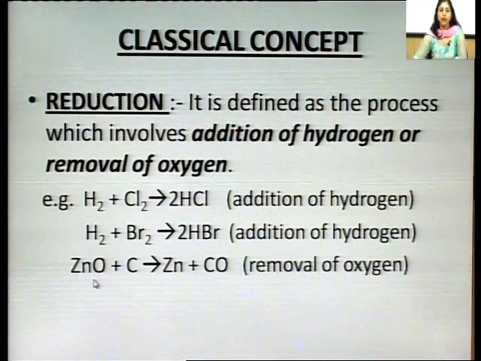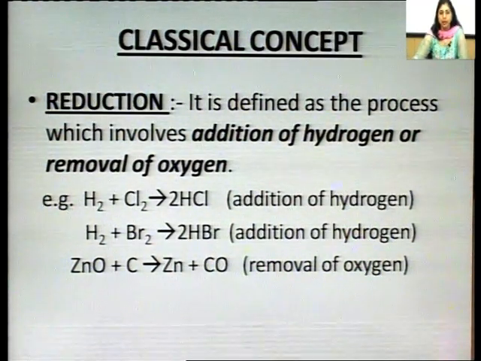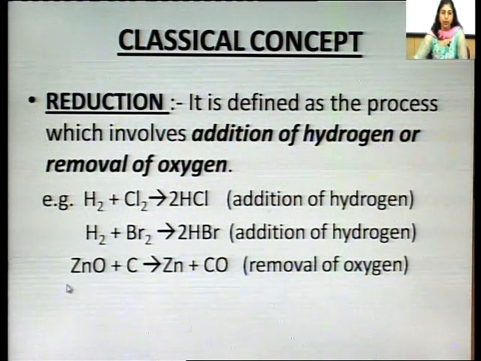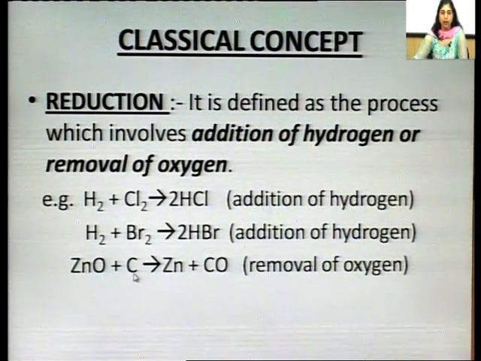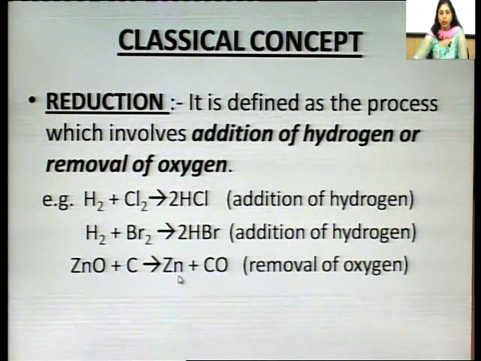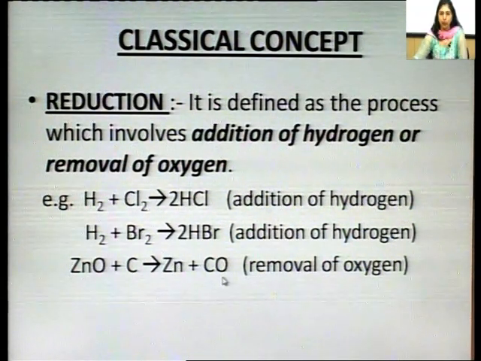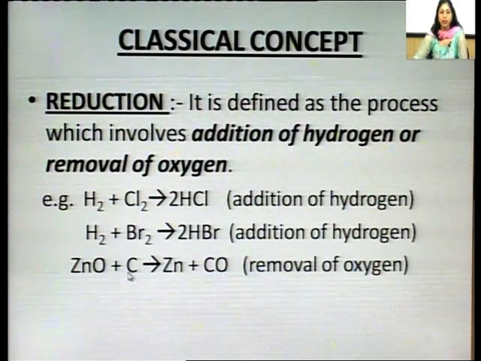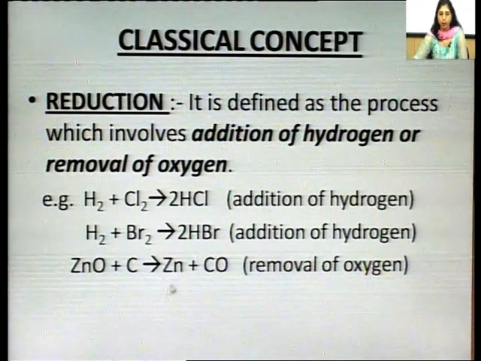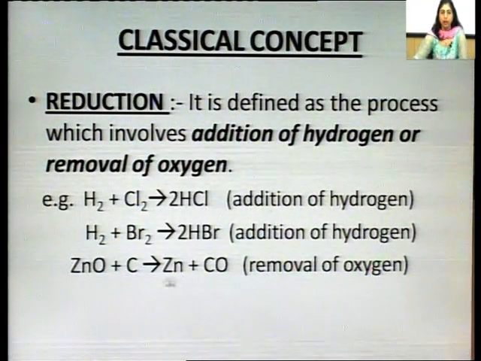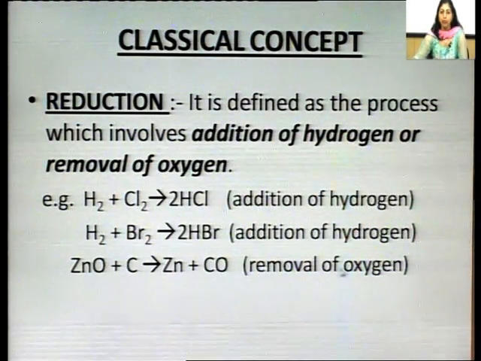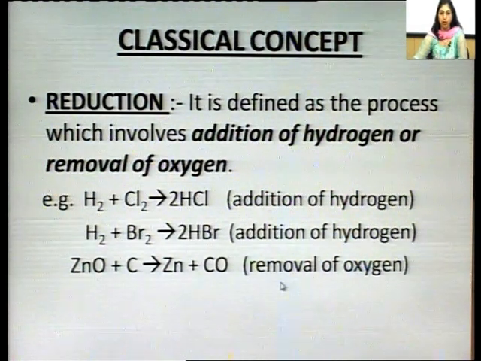In the third example, you can easily see that it is a removal of oxygen, means in this case zinc oxide reacts with carbon, resulting in the formation of zinc and carbon monoxide. Here what happens, this carbon helps to remove oxygen of zinc, that is why after this oxygen has been removed from zinc. So, it is an example of reduction where removal of oxygen takes place.